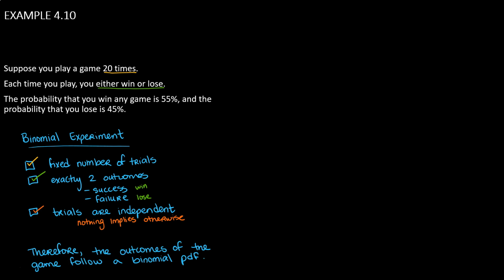Because we're able to confirm that this example is a binomial experiment, we know that the outcomes of these games, the number of times you win out of the 20 trials, follow a binomial PDF. That's a binomial probability distribution function. To compute the probability for any outcome, say we want to know the probability that we win 8 of the 20 games, we first need to identify some values. One, the number of trials. We have 20 trials, so n is 20.